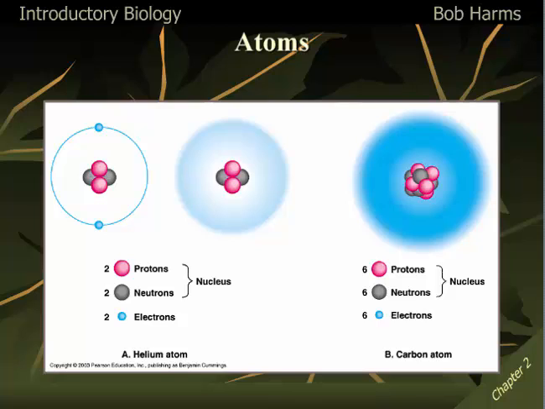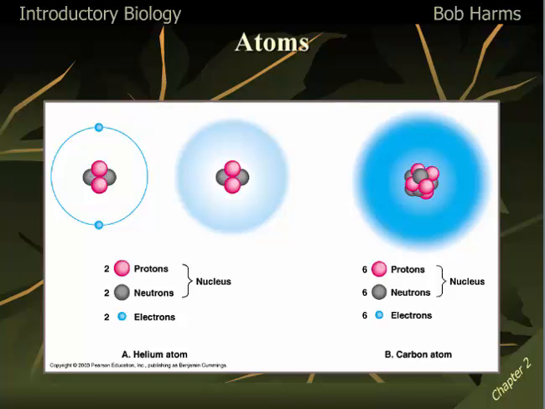Sometimes when we see atoms, they're drawn with a little cloud around them, indicating that those electrons are constantly moving, and so we never really know where the electrons are at. They're somewhere in that cloud. They're somewhere moving around. And again, if we compare helium and carbon, they're both made up of protons, neutrons, and electrons, but carbon has more of those particles, 6 protons and 6 neutrons in its nucleus, and then 6 electrons orbiting the atom.